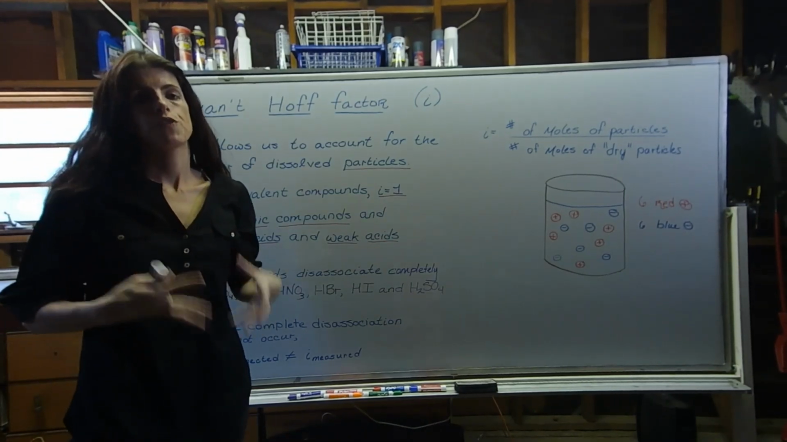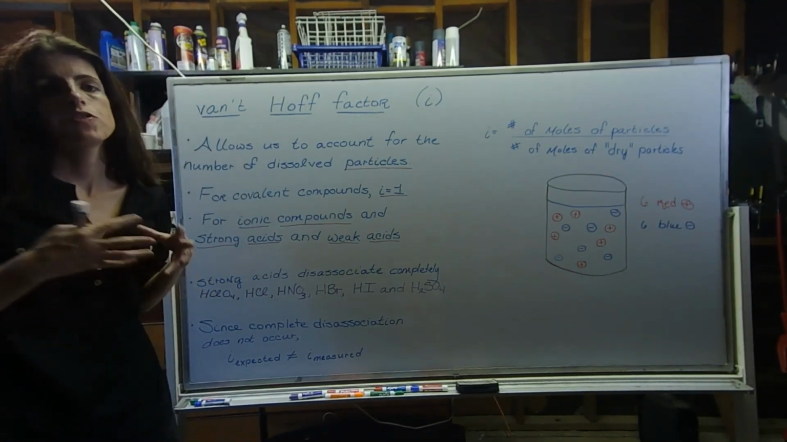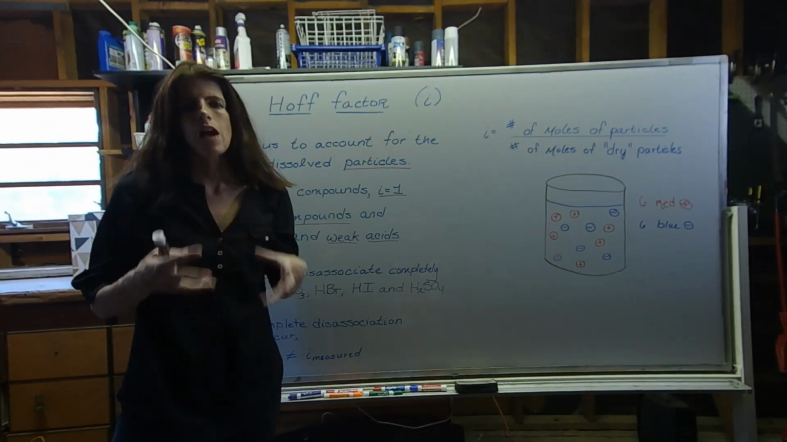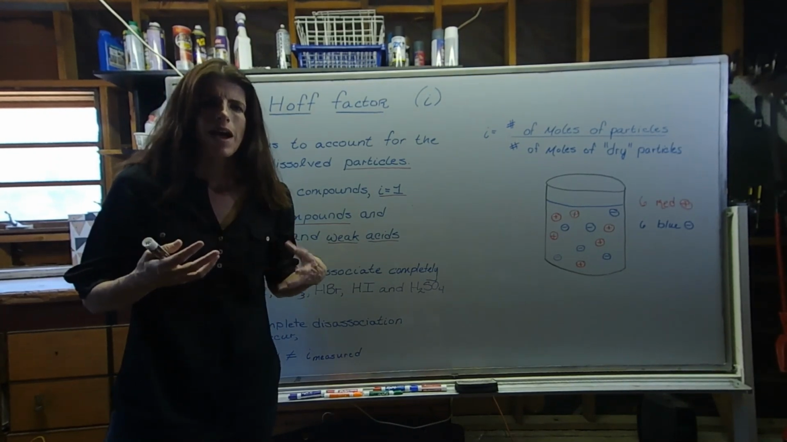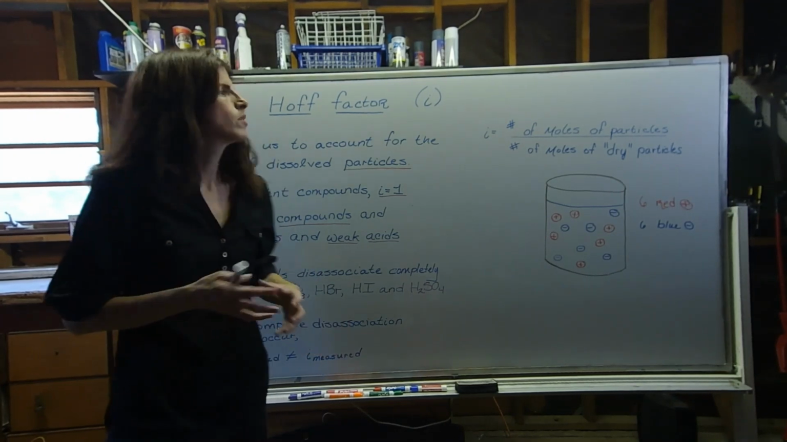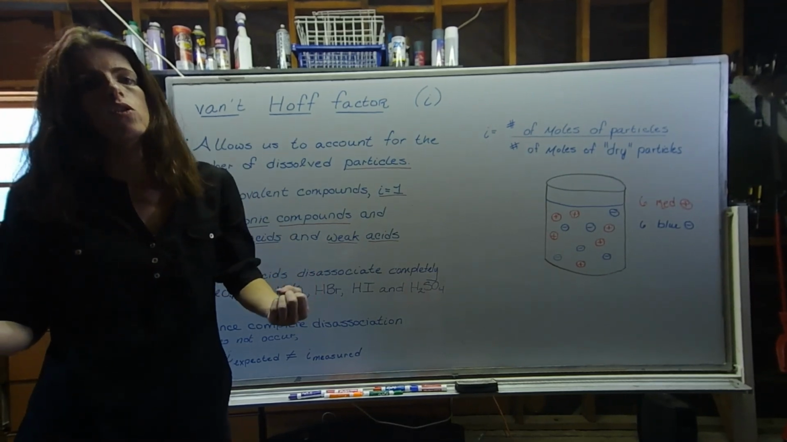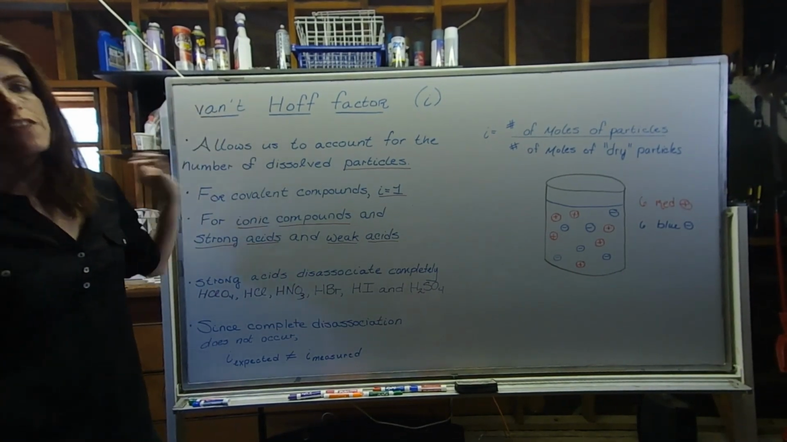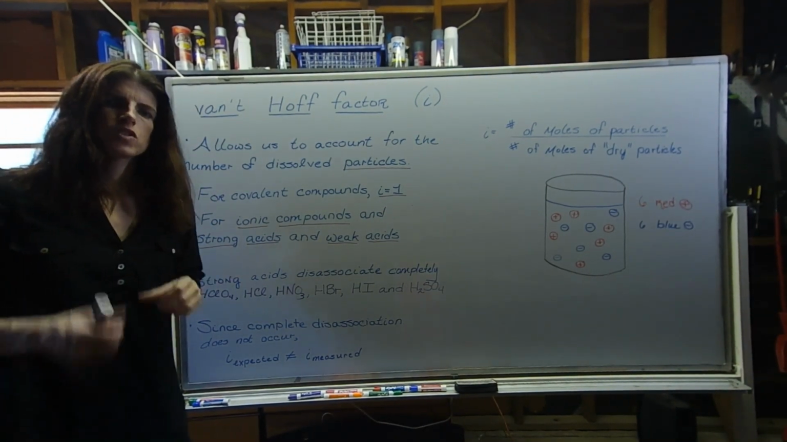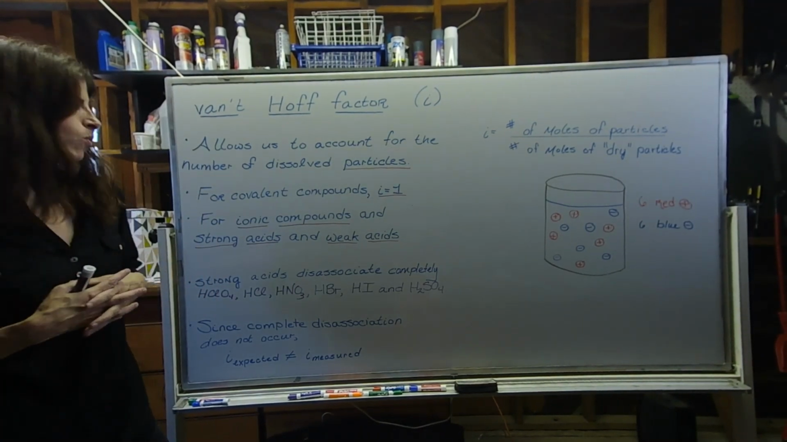Since we've been working on freezing point depression and boiling point elevation problems, it's important to remember that those are known as colligative properties, which means the identity of the solute isn't important. All that really matters is how many moles of particles that solute forms. To account for the dissociation, the creation of additional moles of particles, we use what's known as the van 't Hoff factor. You already know that for covalent compounds, since they don't dissociate, your i value, your van 't Hoff factor, will be 1.